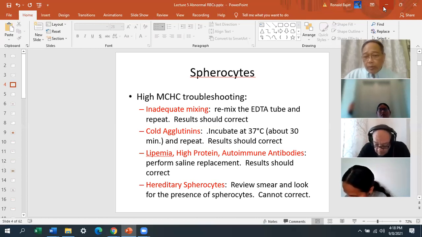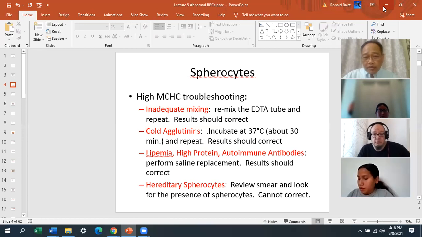Now, this is a tricky one because you're going to spin it down, and it's going to be light yellow. But you have a high MCHC and your rule of threes will fail. This actually happened to me. I spun it down, the plasma was light yellow, MCHC was unacceptable, and the rule of threes failed. I didn't know this, but I said, okay, I'm going to do the saline replacement. And that's the way you troubleshoot it.